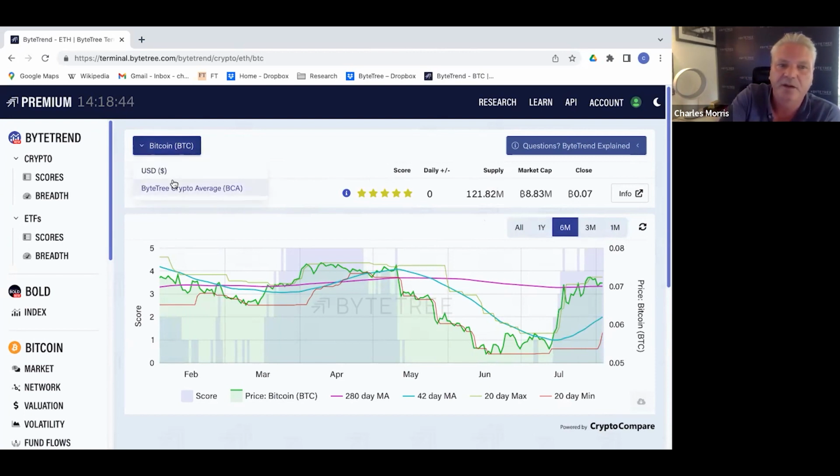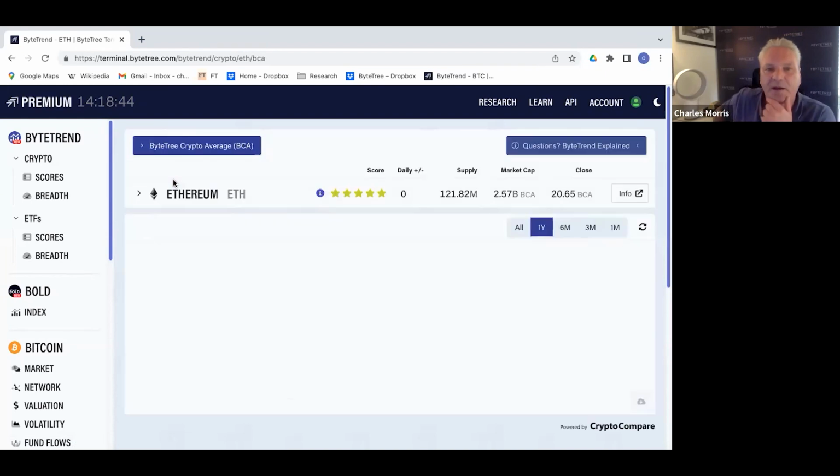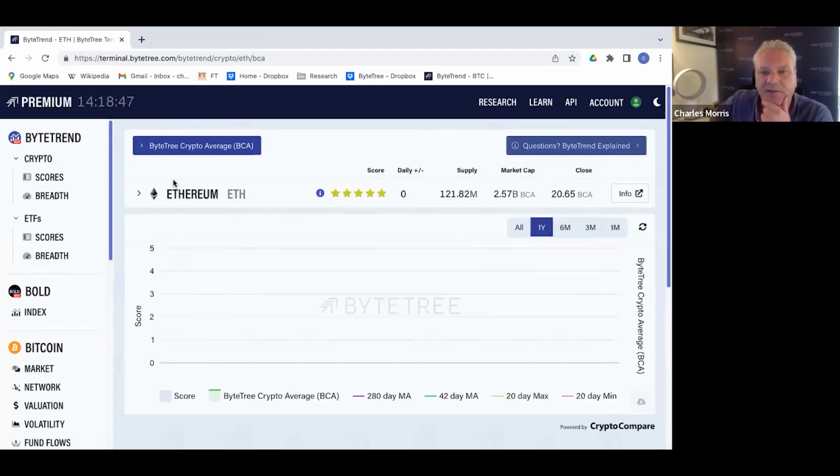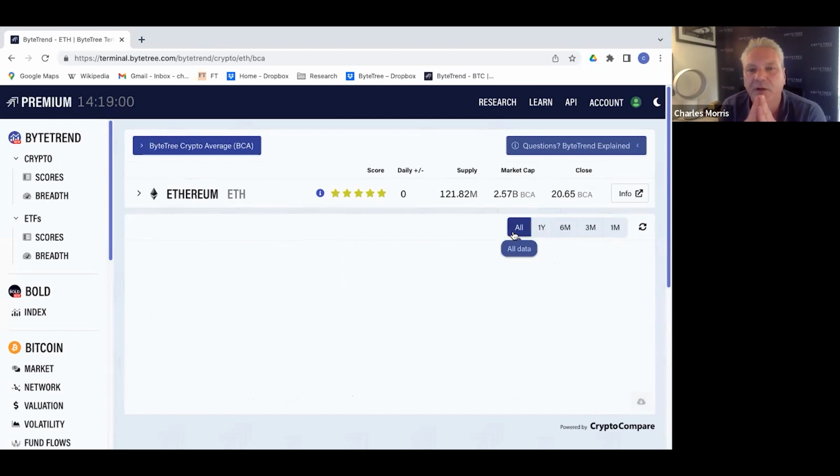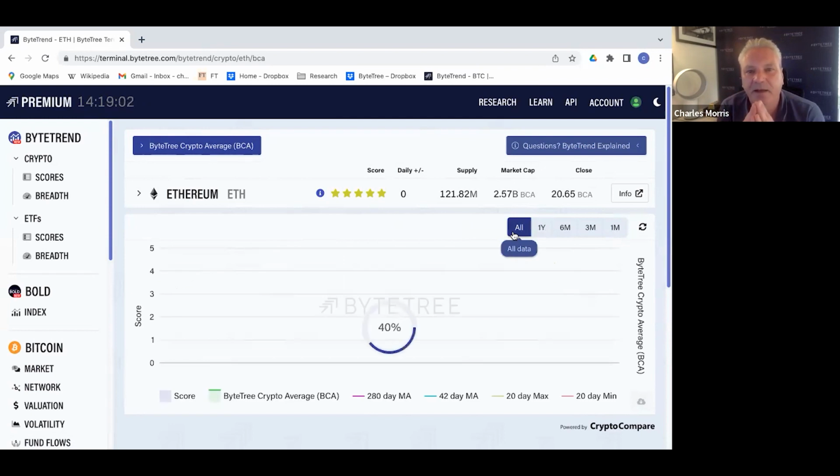We've already done dollars, and then finally I'm going to look at the ByteTree crypto average. This is something that's uninvestable as a concept, but it basically shows you the average top 100 crypto daily move. In a strong bull market, this can be very, very hard to beat, and in a bear market it's very, very easy to beat, because the average crypto is truly diabolical in a bear market, and only Bitcoin holds up in some sort of meaningful relative way, as we saw in Q2.